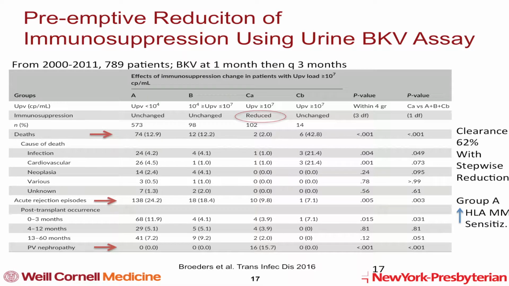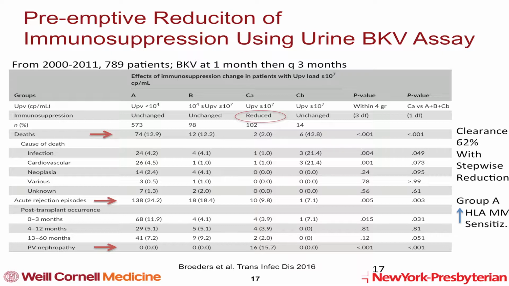And this is a more recent study that looked at using just the urine. So they didn't monitor patients with BK viremia, they just looked at viruria. And in their cohort, which was not a controlled trial, but they looked at everybody that was transplanted at their center, they were monitoring BKV viruria at 1 month and then every 3 months thereafter. And they identified patients into different groups.